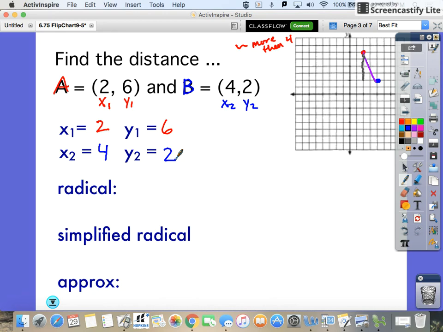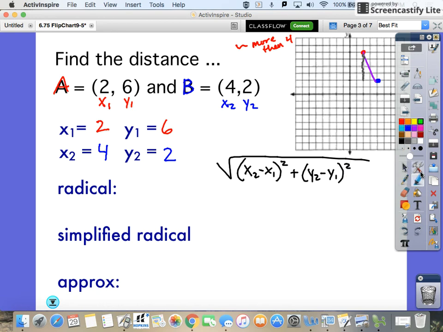So in the formula, what we do, square root of x2 minus x1 squared plus y2 minus y1 squared. The only thing that really matters here is you need to start with the same one. If you put x2 first, you've got to put y2 first. You could interchange x1 and x2, it doesn't matter, as long as you do the second coordinate and the second coordinate first and first.